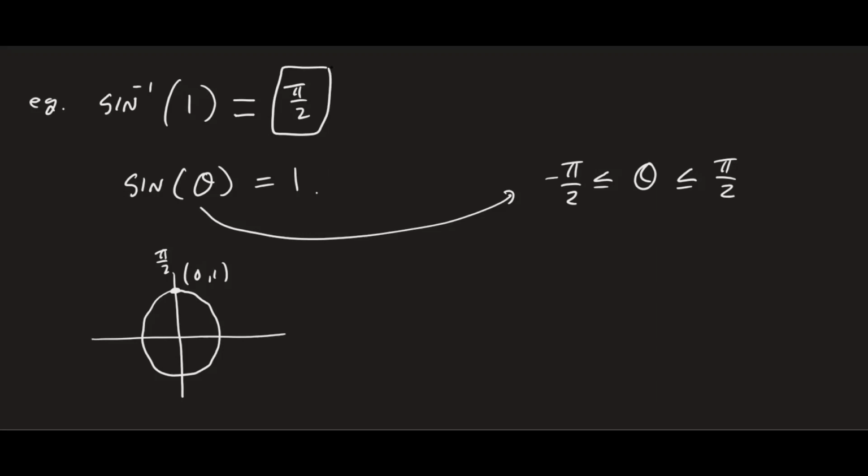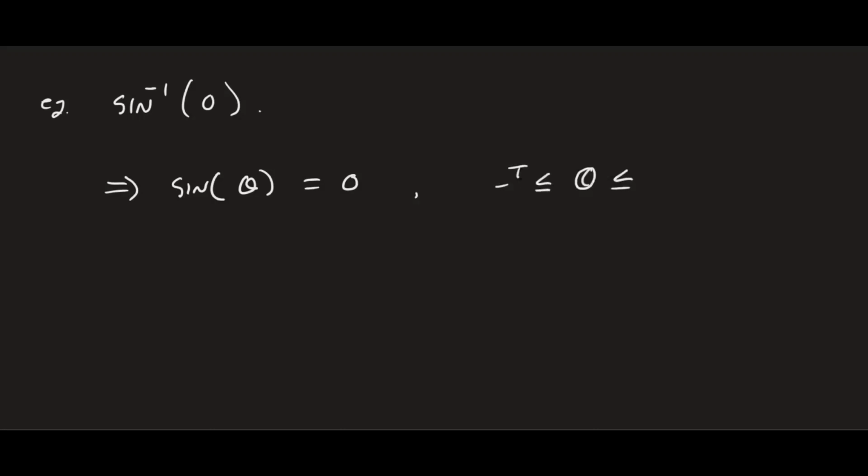Okay, so let's take a look at another example. Say we want to find sine inverse of 0. Again, we ask ourselves, what is the angle that would give us the exact value 0? So we want to know sine of what angle gives us 0, making sure that theta lies between negative pi over 2 and pi over 2. Another way you can think of it is that theta must be in this half of the circle, because this is pi over 2 and this is negative pi over 2.